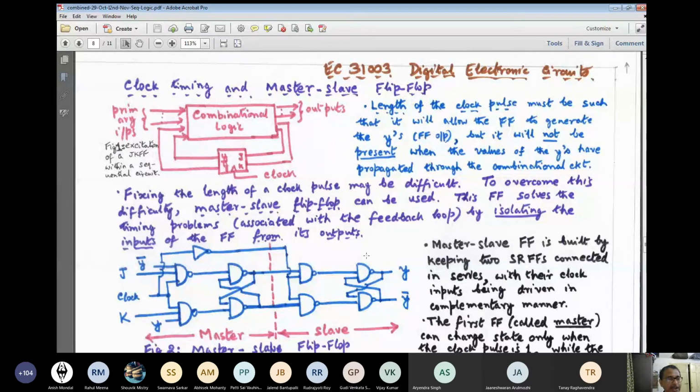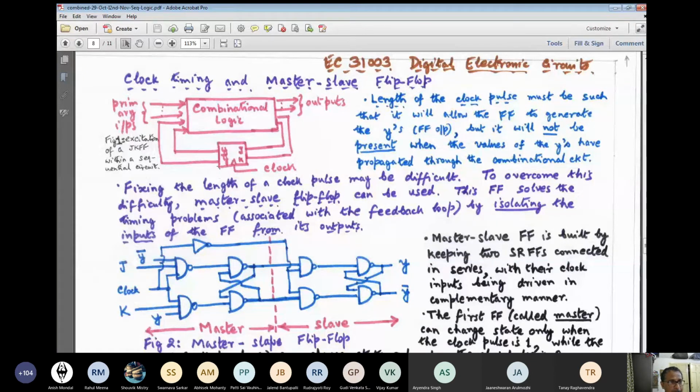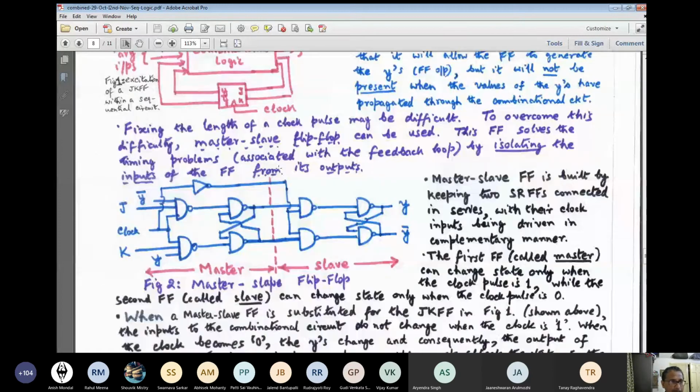This flip-flop solves the timing problems associated with the feedback loop by isolating the inputs of the flip-flop from its output. That means when this output gets generated, it passes through the computational logic and comes up to that point, but beyond that it cannot travel because there is a gate. The clock is sitting there. Why? Because of this Y and Y bar.